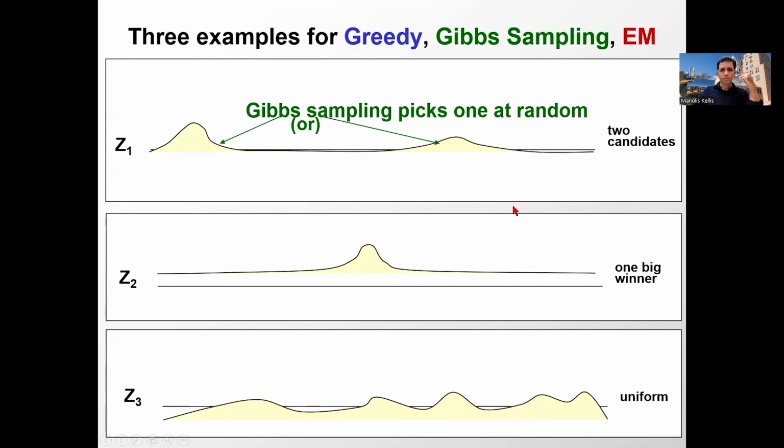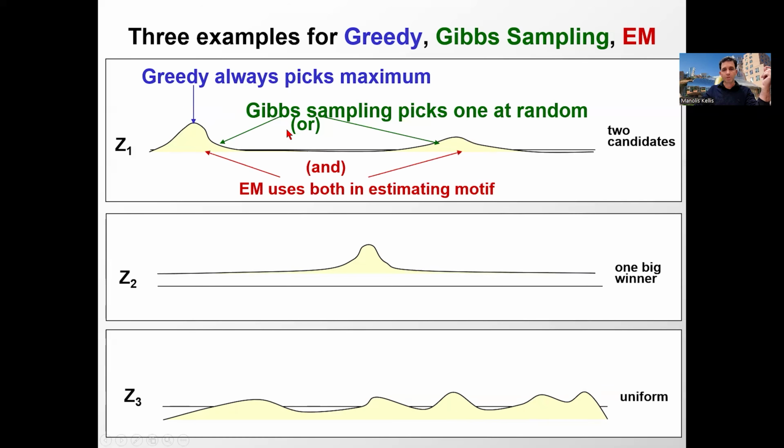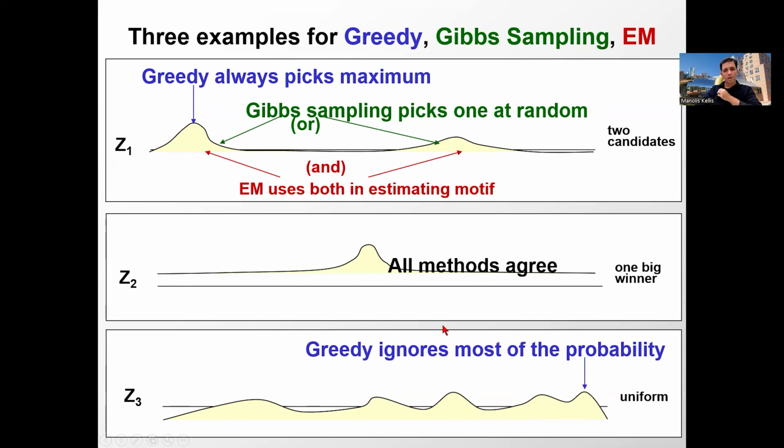So sampling will pick one at random. Here, greedy will always pick the maximum. And expectation maximization will basically use both. Here, all the methods will agree. Here, greedy will choose this one, but it will ignore most of the probability mass.